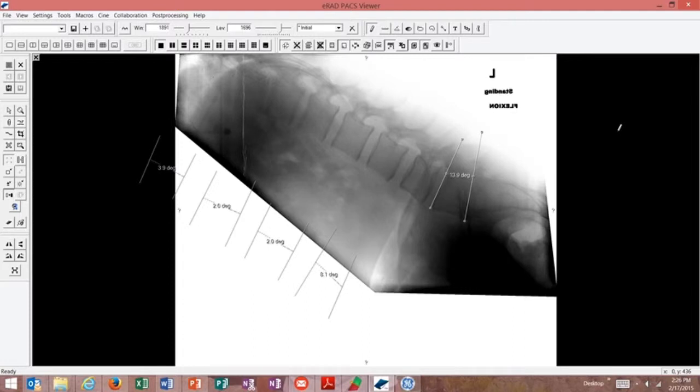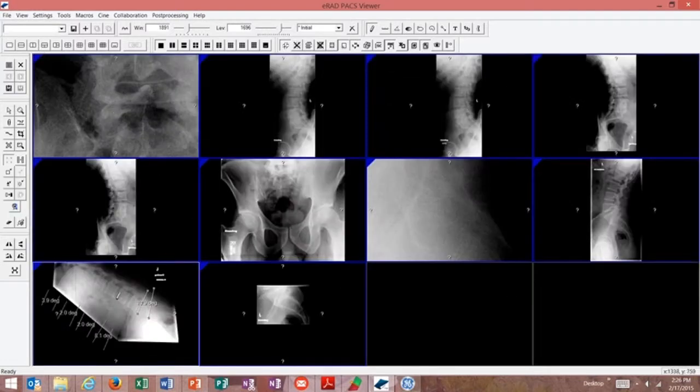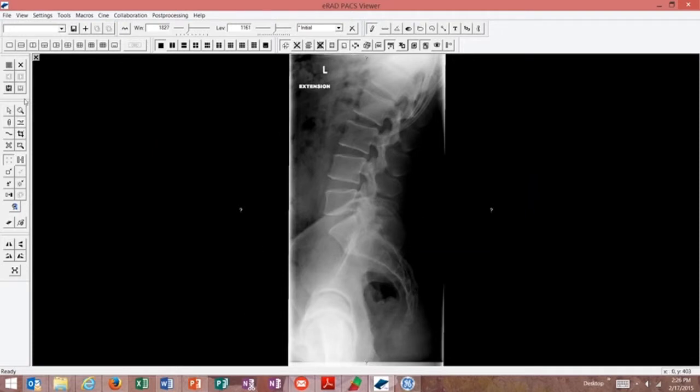So I'm going to go with that at minus 13.9 degrees just for the purposes of keeping this moving along. Now let's go to our extension view and repeat the same measurements. And let's make this a little bit larger.